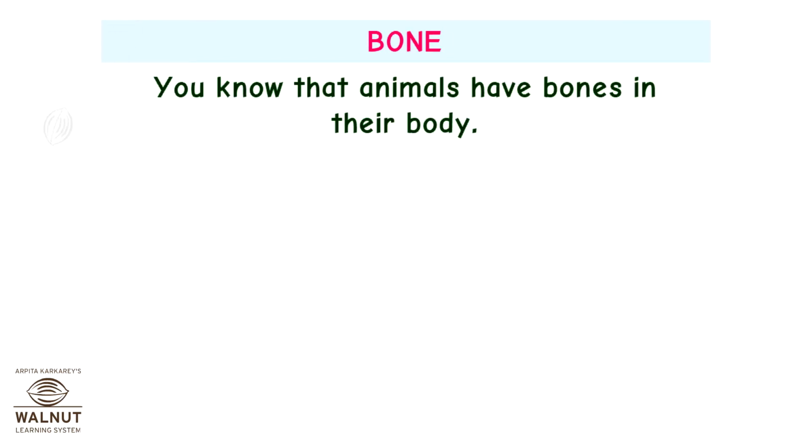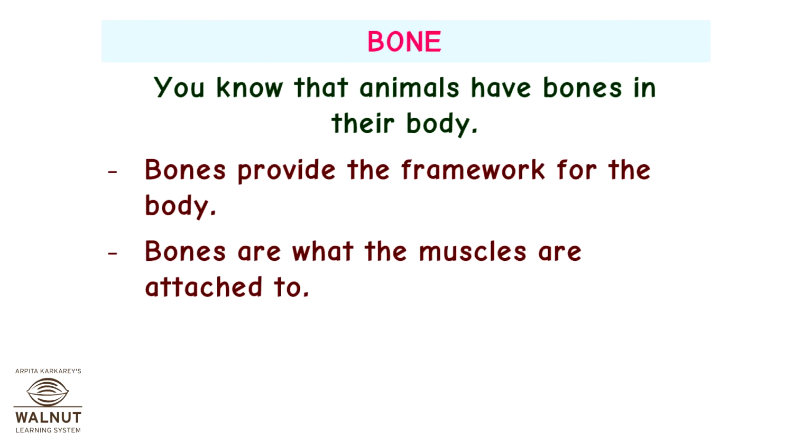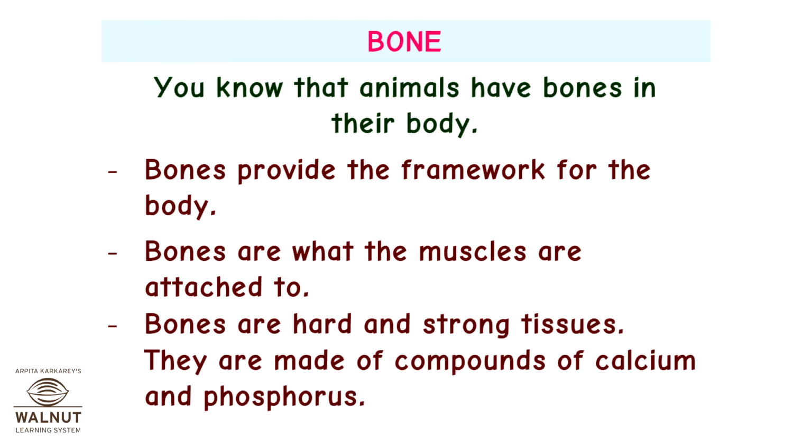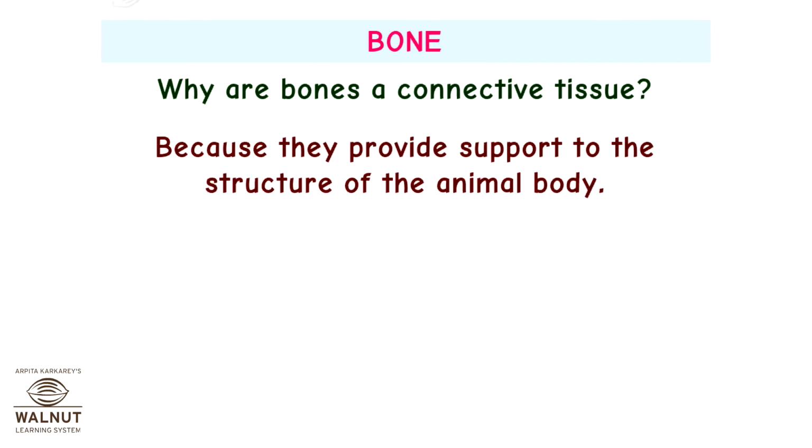Bone. You know that animals have bones in their body. Bones provide the framework for the body. Bones are what the muscles are attached to. Bones are hard and strong tissues. They are made up of compounds of calcium and phosphorus. Why are bones a connective tissue? Because they provide support to the structure of the animal body.